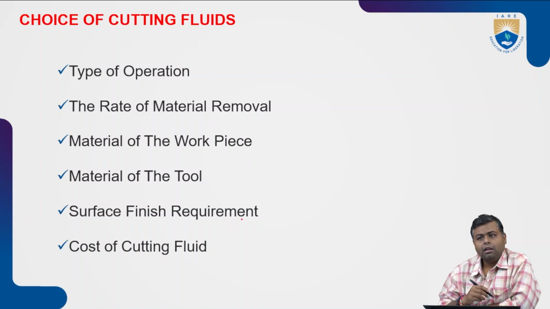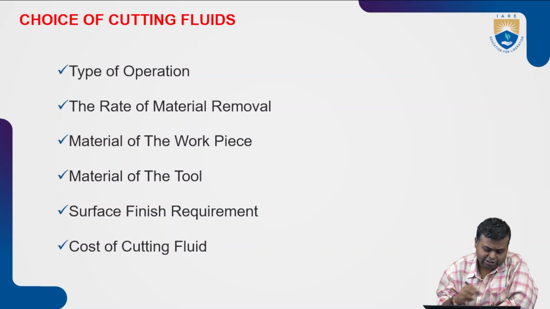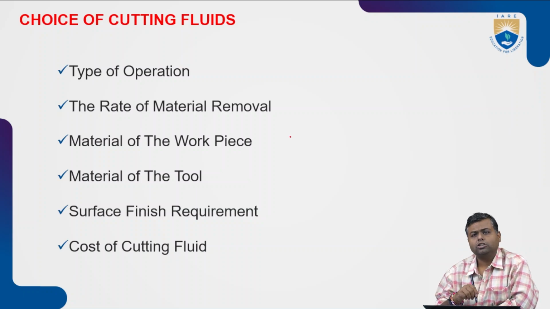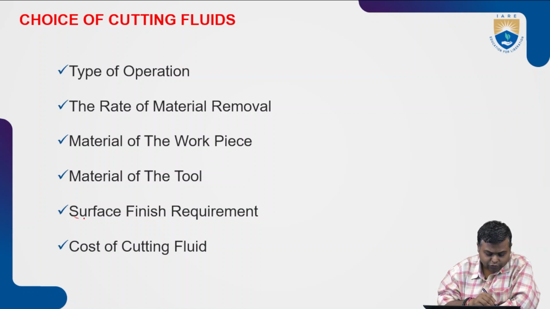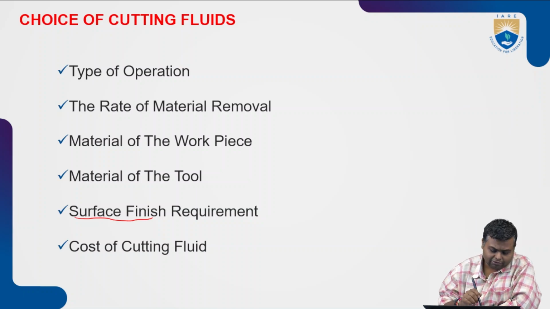Next is the surface finish required. In general, the machining process takes place to improve the surface finish or to get required dimensions. If the required dimensions are important, the surface finish may not have importance. But if you want surface finish as a character of improvement, then we need to select a proper cutting fluid so that it satisfies the requirement.